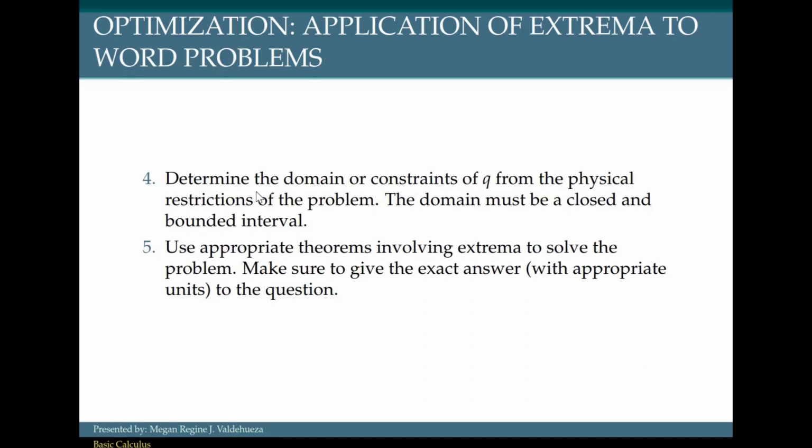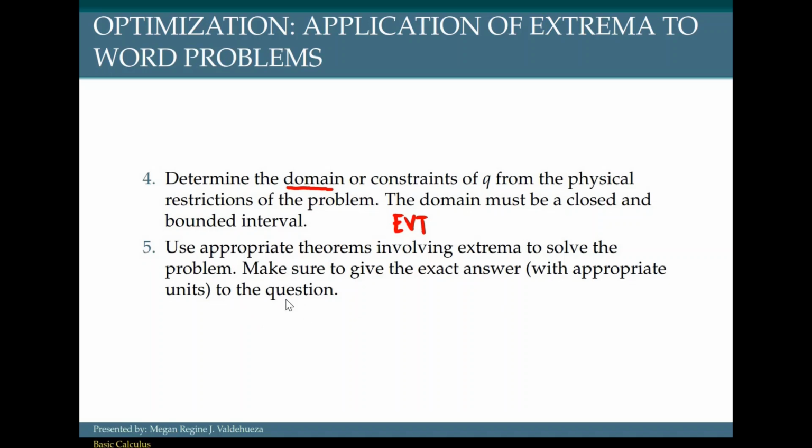Fourth step is to determine the domain. It is very important that we determine the domain or constraints of q from the physical restrictions of the problem. The domain must be a closed and bounded interval. So we recall EVT here, the extreme value theorem. And fifth step, use appropriate theorems involving extrema to solve the problem. Make sure to give the exact answer with appropriate units to the question.